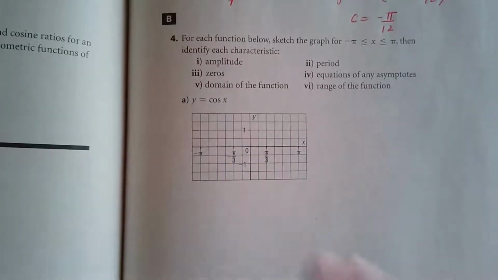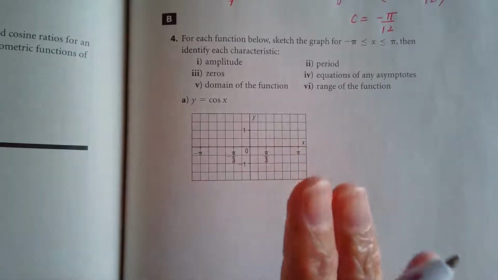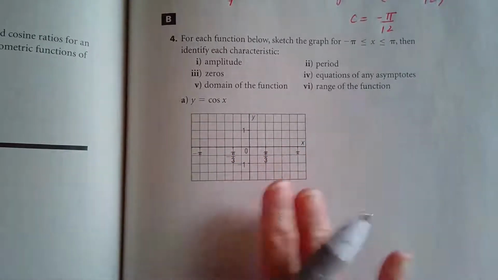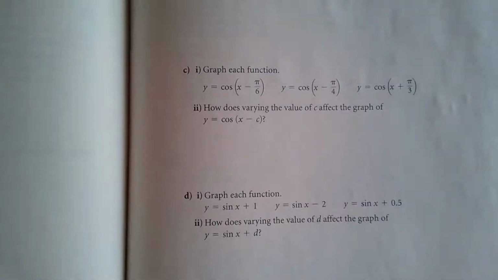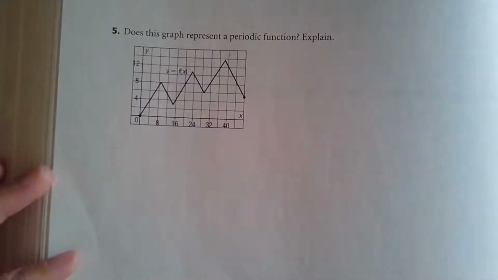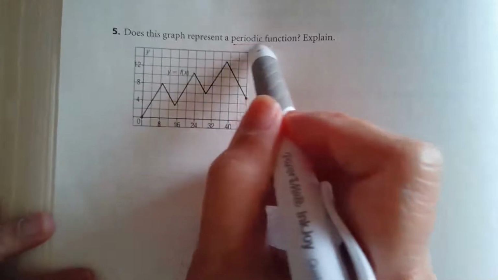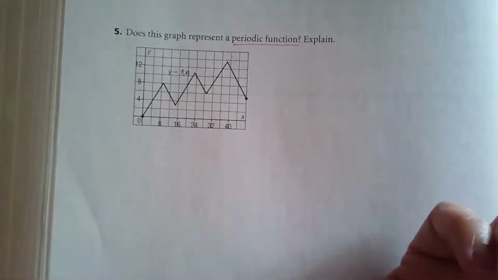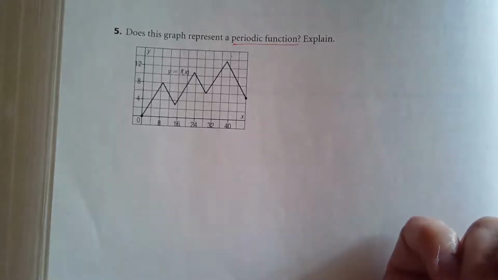Okay, so I won't go over this one because I don't want to take so much time. I'm going to go over question number 5. Question number 5 is asking, does this graph represent a periodic function? So a periodic function is a function that continuously repeats itself over and over again.